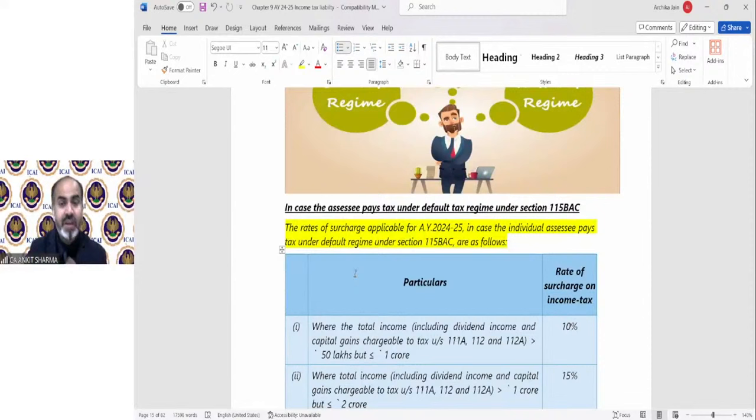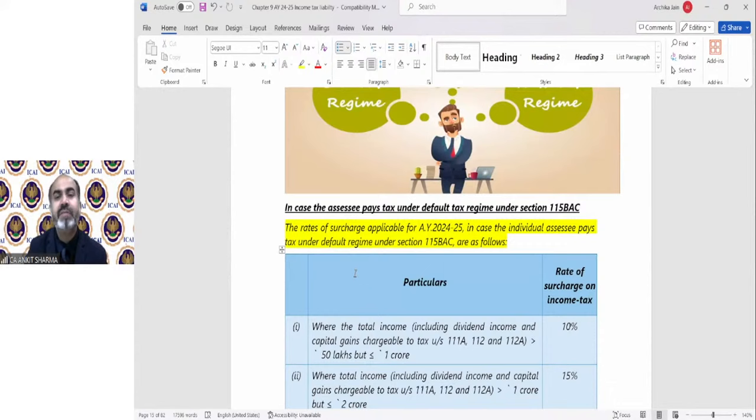There's only one difference: under normal provision, a surcharge rate of 37% is also applicable if your income exceeds 5 crore in certain situations. But there is no concept of this 37% in case of 115BAC. In normal provision, if your income in certain conditions exceeds 2 crore and is up to 5 crore, then surcharge is 25%. And if it exceeds 5 crore, then it is 37%. Under 115BAC, if it exceeds 2 crore, then it will remain 25%, whether it exceeds 5 crore or not. So that 5 crore 37% provision is not there in section 115BAC.